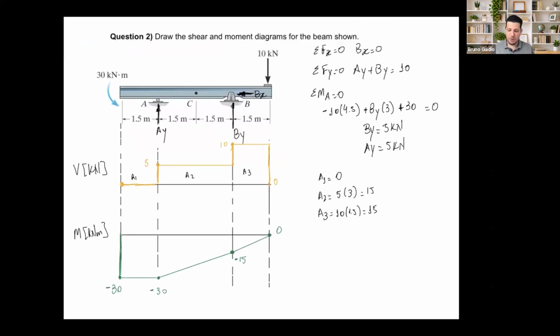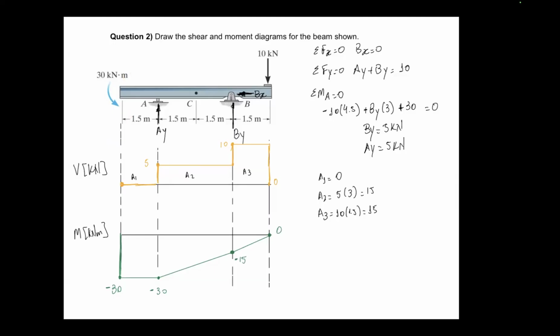Okay, very straightforward problem just for you to review and keep in mind about concentrated moments. Okay, those are my questions for shear moment diagram. Any questions for those who are here? Type in the chat. Any questions or open your mic. No questions.